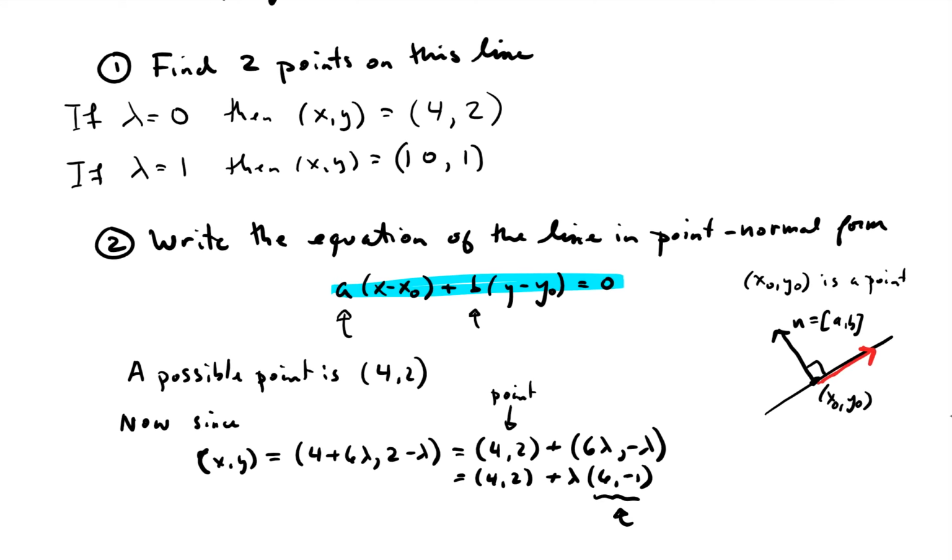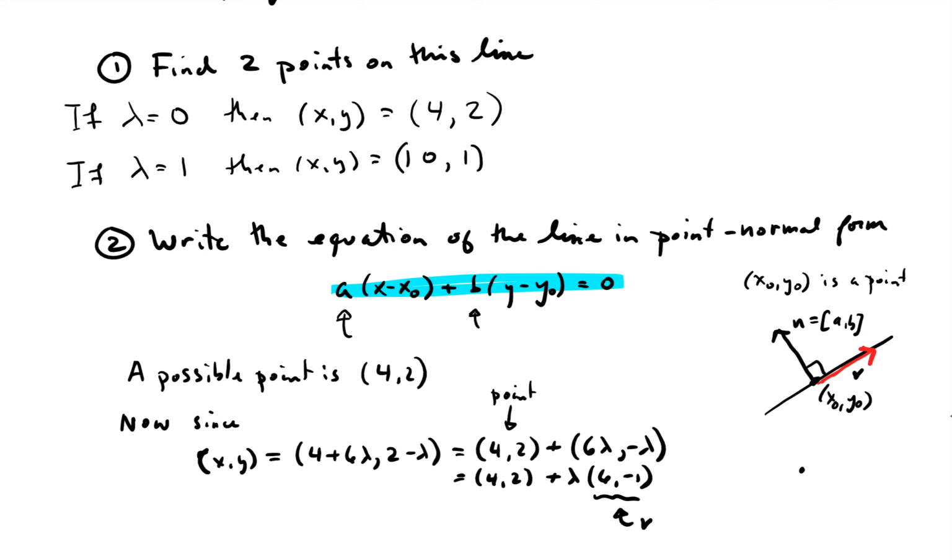And this turns out to be my v, the vector that's parallel to the line, because that basically says start at 4, 2 and move in a direction that's parallel to v, because I'm adding lambda v. Lambda v makes us go in a direction that's parallel to the line, right?